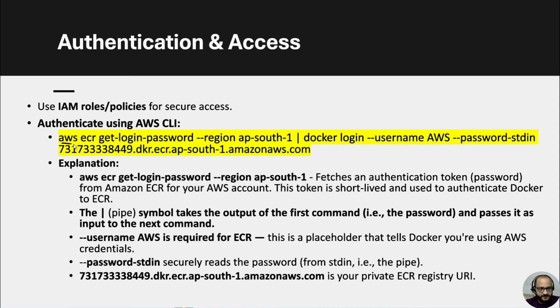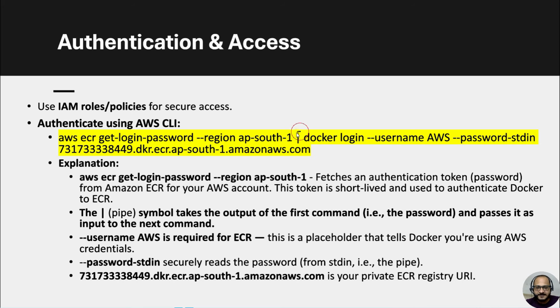The first part, which is aws ecr get-login-password and --region, basically fetches the authentication token. In short, we can say a password from your Amazon ECR. And this token you have to keep in mind, it's a short-lived token. Like this token will be valid maybe for 12 hours something. So from this part you will get a password or token to authenticate your AWS ECR.